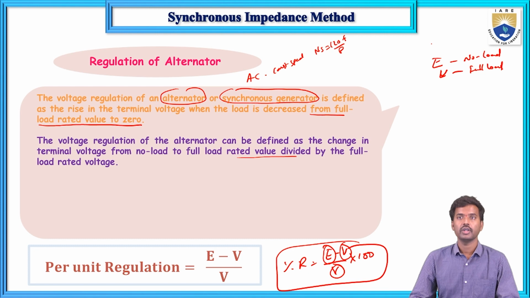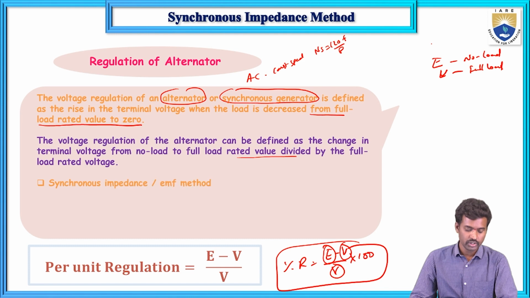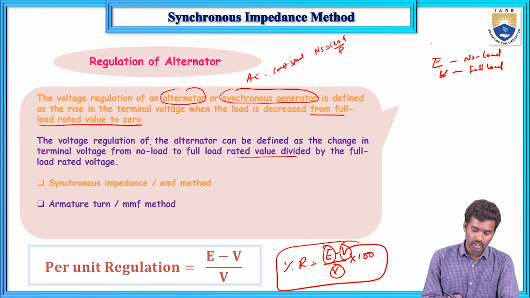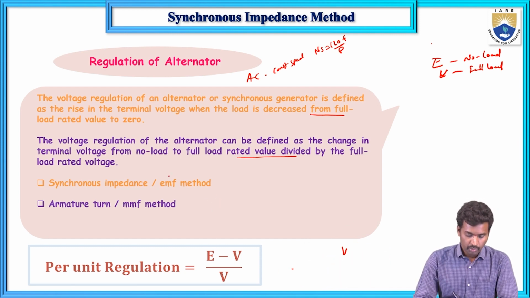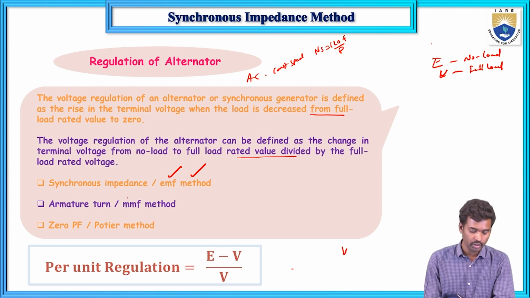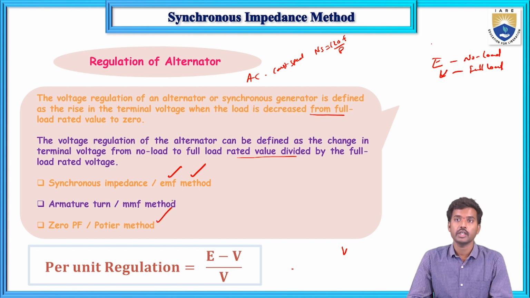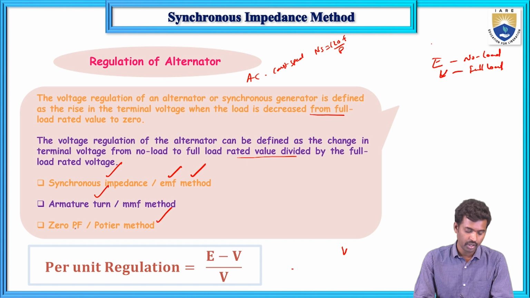Now here we can calculate the regulation of alternator by three methods. First one is the synchronous impedance method, also known as the EMF method. Second one is the ampere turn method, that is the MMF method. And third one is the zero power factor method, that is the Potier method. So there are three methods to calculate the voltage regulation.